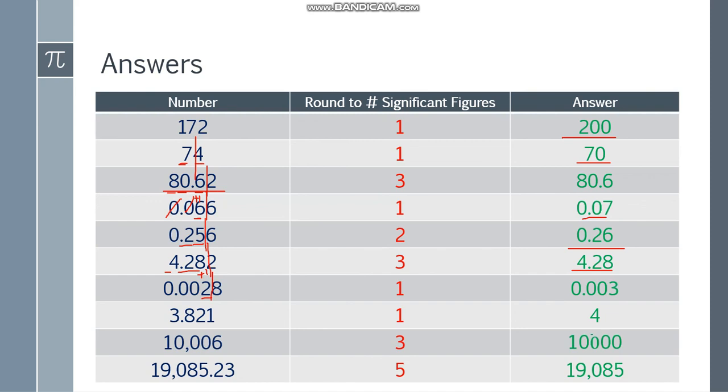3.821. One significant figure. So we'll start with 3 and cut. That will be 8. 8 is more than 5, so we will add 1. And the final answer will just be 4.